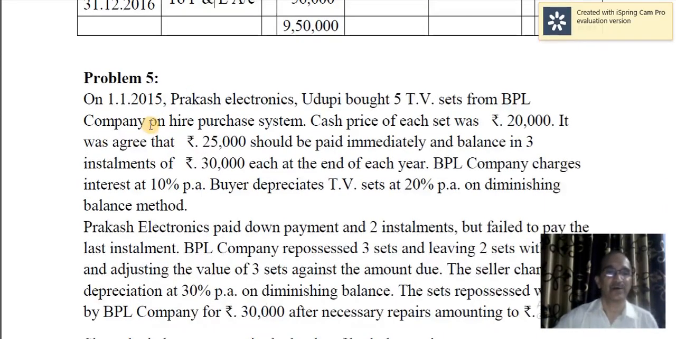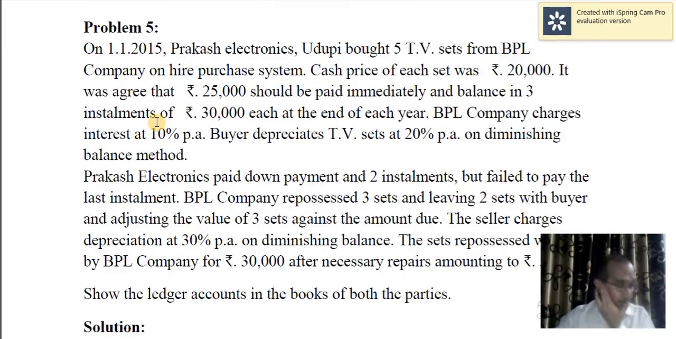We'll move on to the next problem, problem number 5. Okay, Prakash Electronics Udupi bought 5 TV sets from BPL company. So hire purchasers are Prakash Electronics and hire vendors are BPL company. And the asset from the point of view of Prakash Electronics are the TV sets. And these are assets for Prakash Electronics Udupi, whereas goods for BPL company.